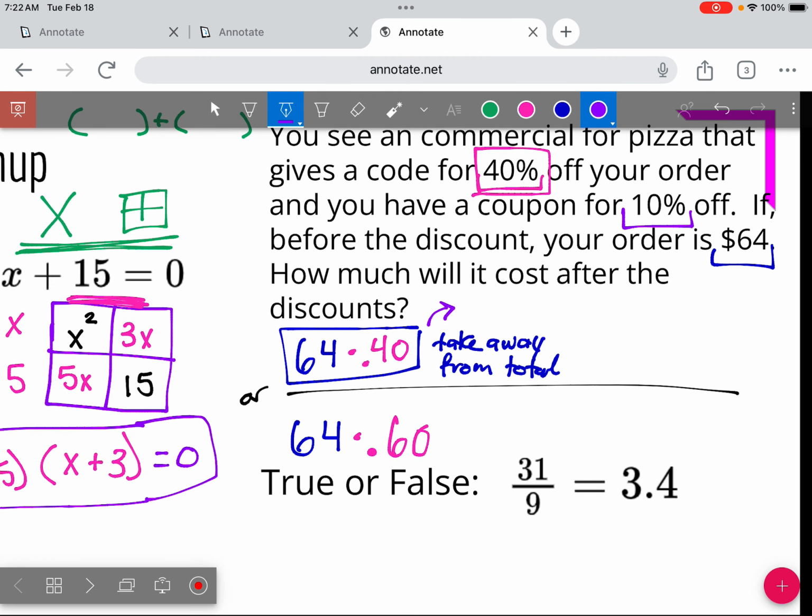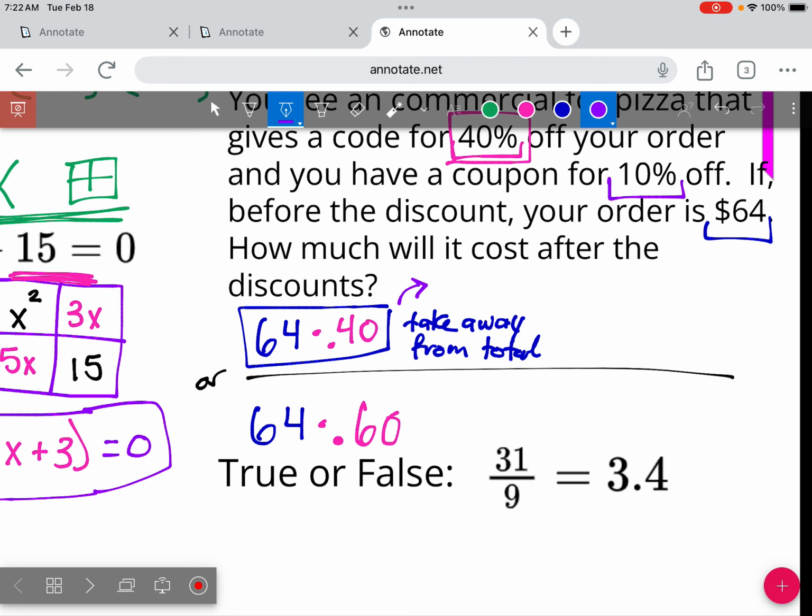So if we do our $64 times 0.4, and we type that in a calculator, what we get is 25.6. So for the 40% off coupon, I would take away $25.60. So after this coupon, we would be paying $38.40 because that's giving us our discount.